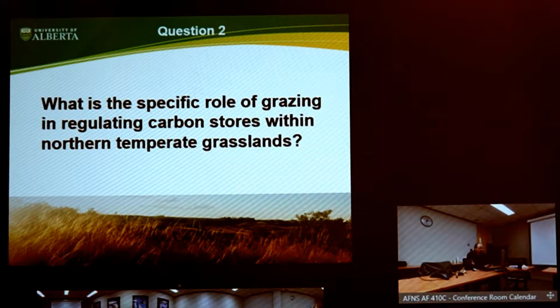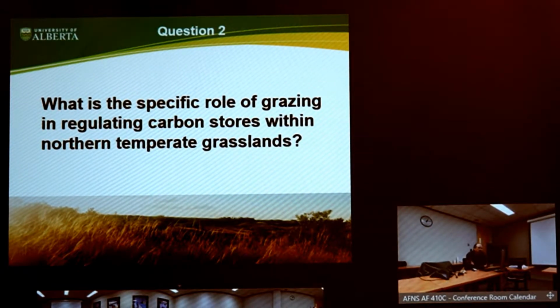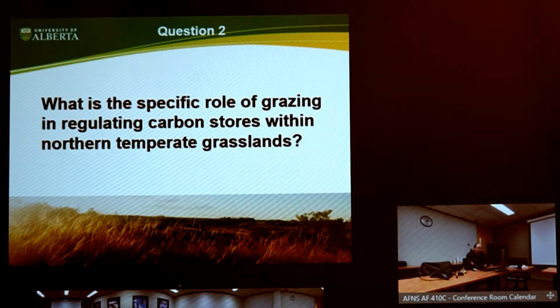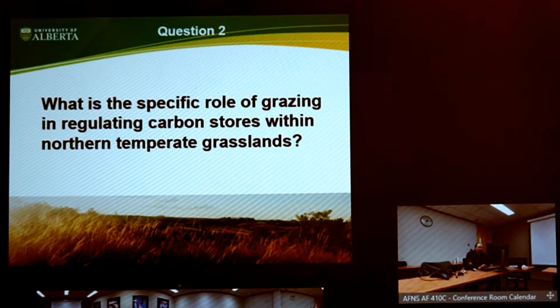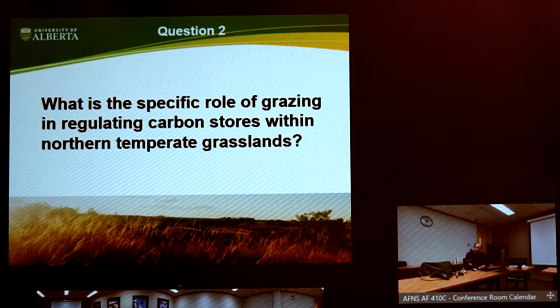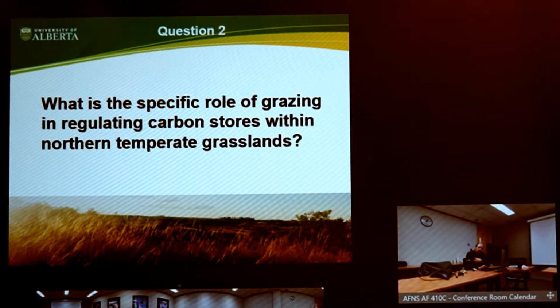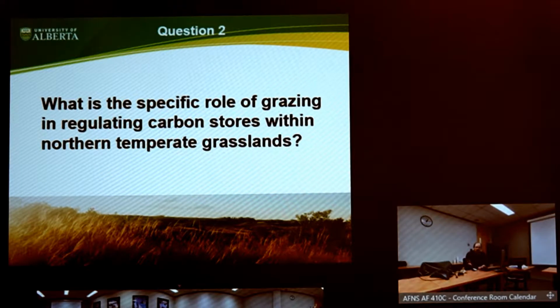Okay, question number 2. So what is the specific role of grazing in regulating carbon? And if we know the answer to this, can we make a recommendation on how we might change carbon over time? And the answer to this, at least based on the past existing literature, has been very mixed. Some studies suggest grazing increases carbon, some decrease it, some indicate no change. So there's no real consensus on this.